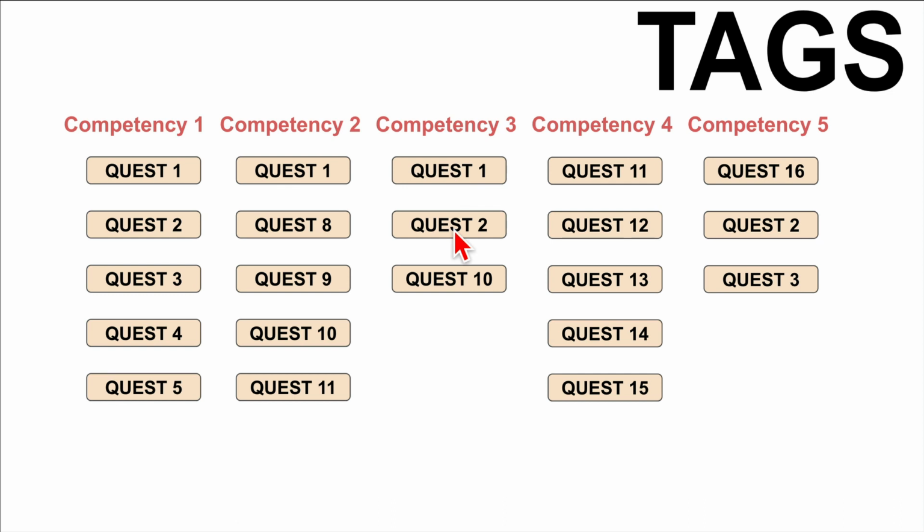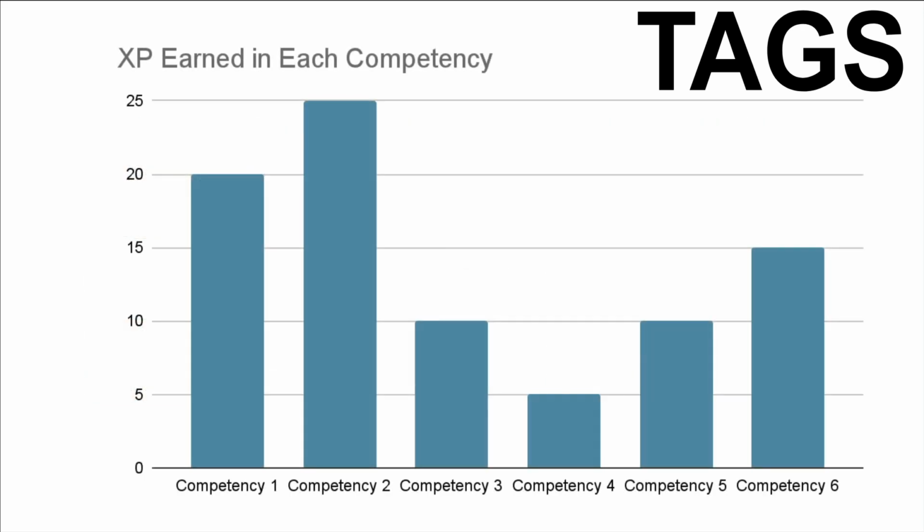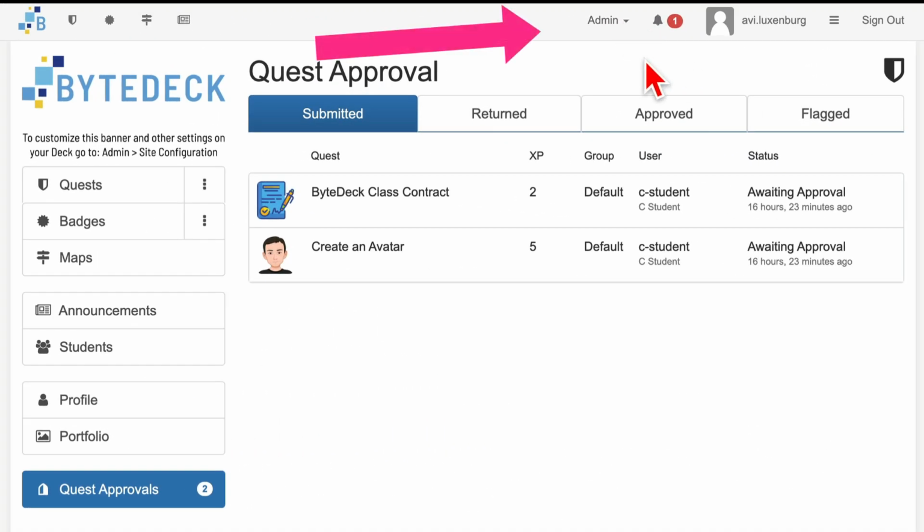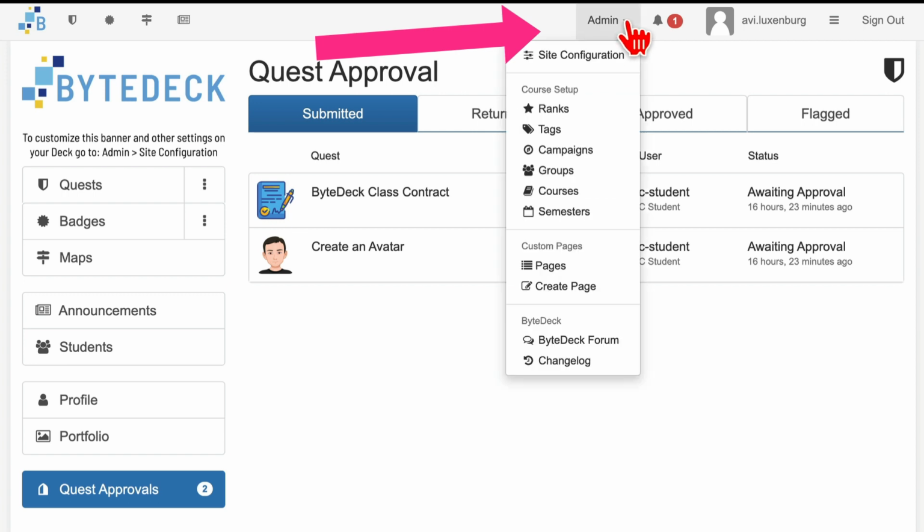But I think the most powerful part of using tags is not just the organizational structure, but it's the student experience. Students and instructors can view student progress in terms of competencies. Let's go see what this looks like in ByteDeck. Tags can be found under the admin dropdown right here.